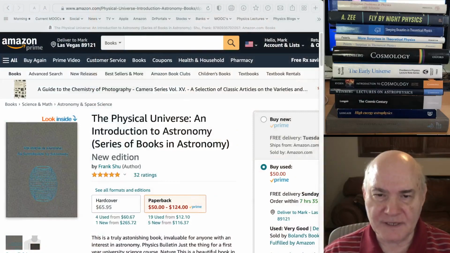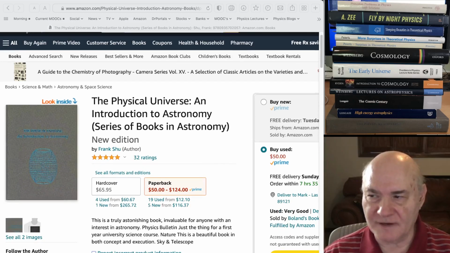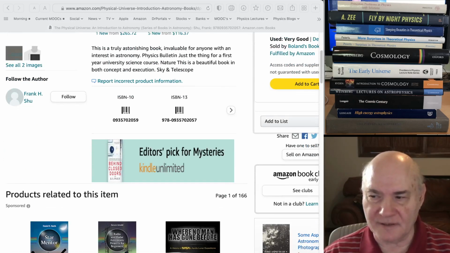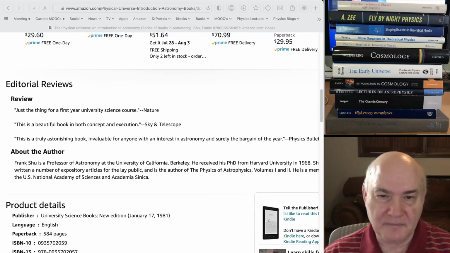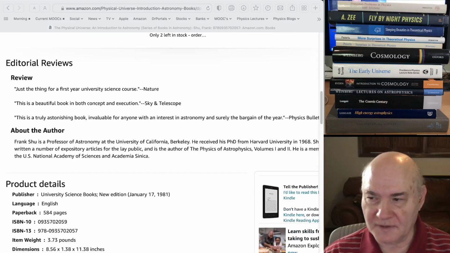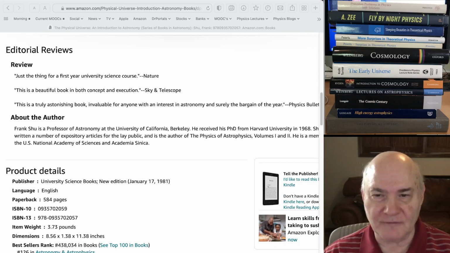I have one very good book on astronomy. It's probably the best book written on astronomy, but it's old. It was published in 1981. It's very famous. It's by Frank Shu. Unfortunately, he never updated it. It's still worthwhile reading, but it's not going to have any of the many advances in astronomy in the last 40 years. But trust me, it's still worthwhile reading.